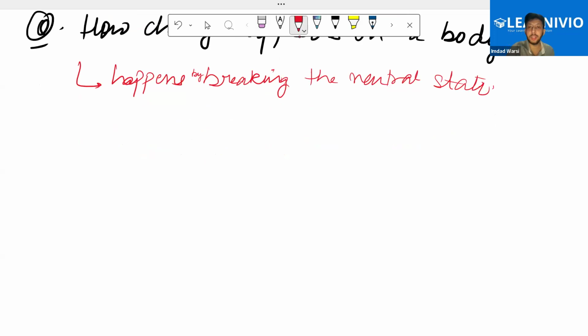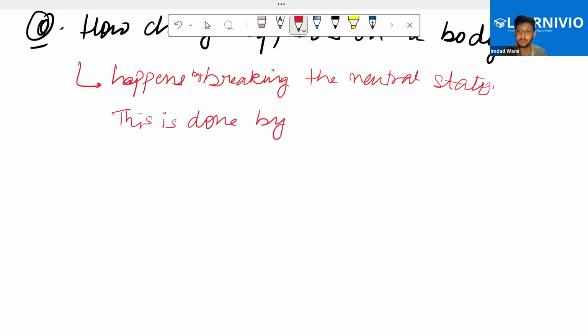Now you want to bring charge on the body. So what will you do? You will give some electrons or take some electrons. So how does charge come on a body? It happens by breaking the neutral state. And how do we do it?